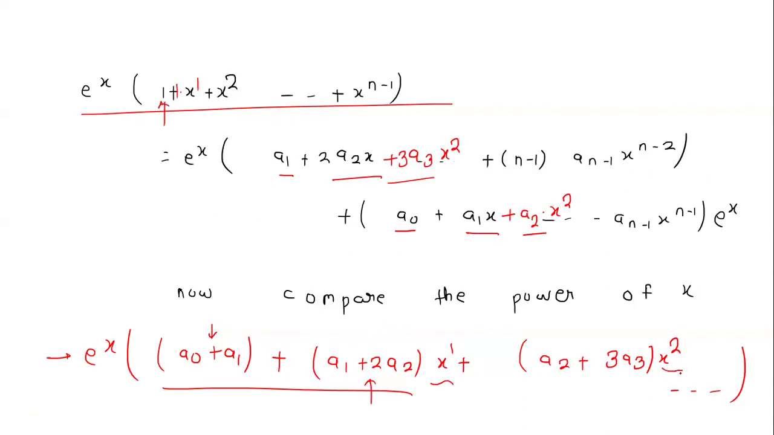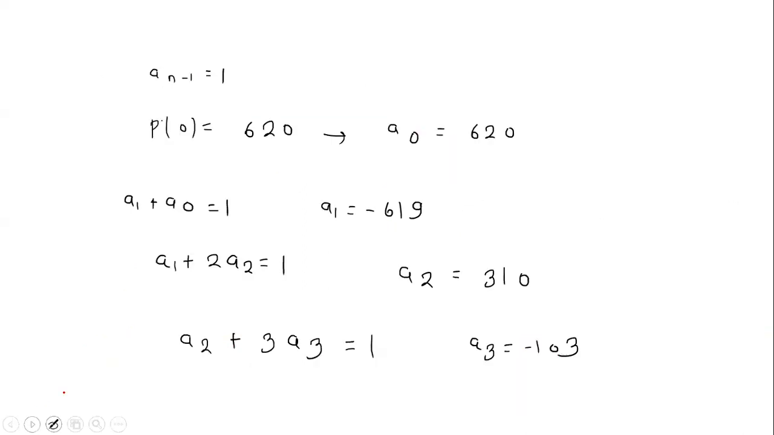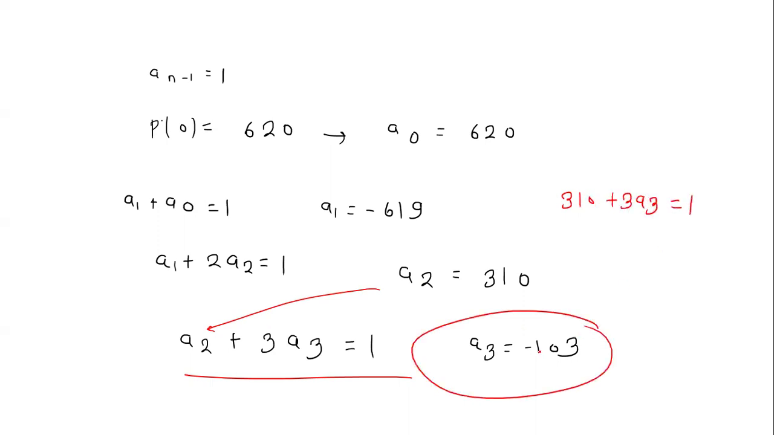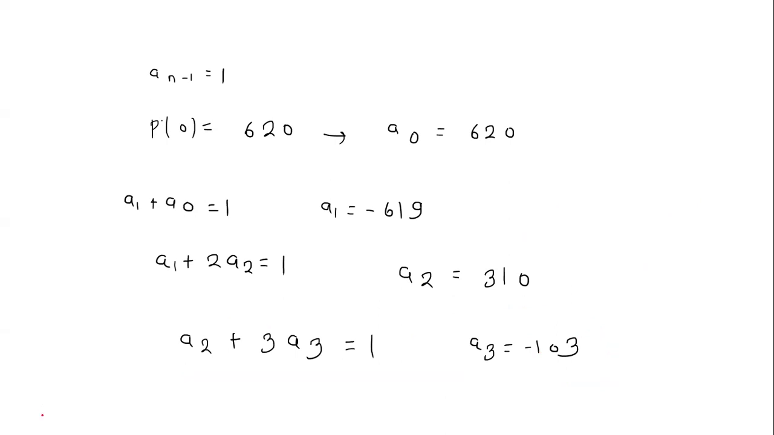Now you can compare the x power 2 coefficient, which is a2 plus 3a3, and here the x power 2 coefficient is 1. So this a2 plus 3a3 is equal to 1. So this a2 value you can replace here. So the a3 value we get as minus 1/03. So this is the thing.